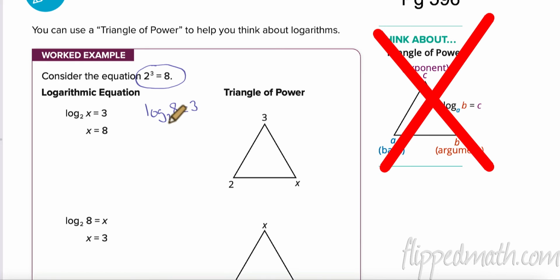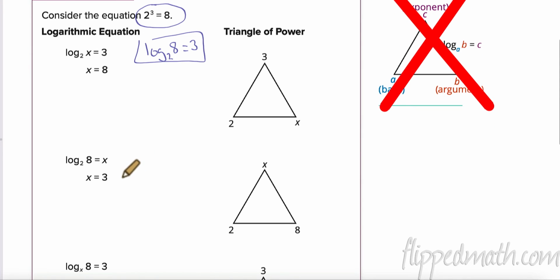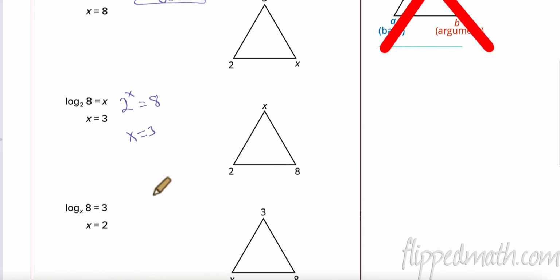So this is saying 2 to what power equals 8? Well, 2 to the third power equals 8. So the log base 2 of 8 equals 3. All right? Let's do this one. It's the same thing. All right? We could write this as an exponential to solve it. 2 is my base. X is my exponent to my argument of 8. So 2 to what power equals 8? X would equal 3 because 2 to the third equals 8.